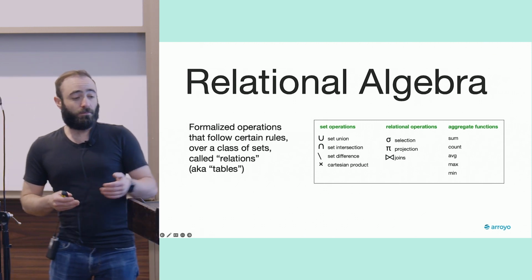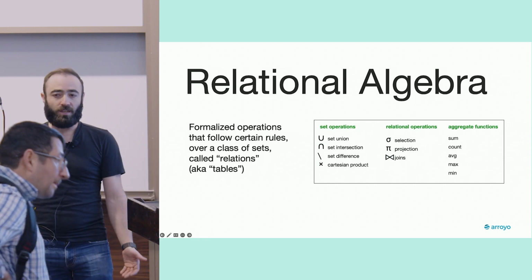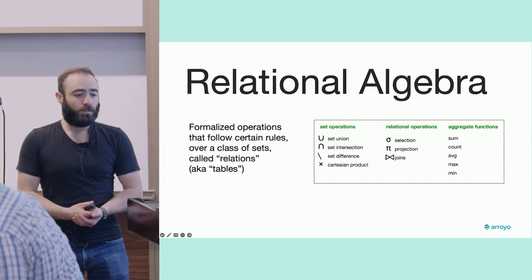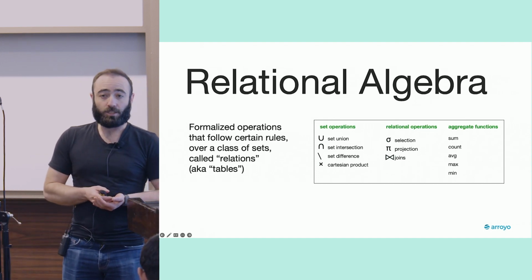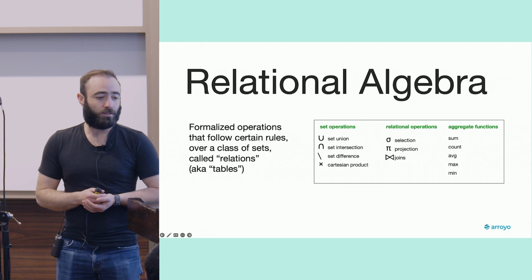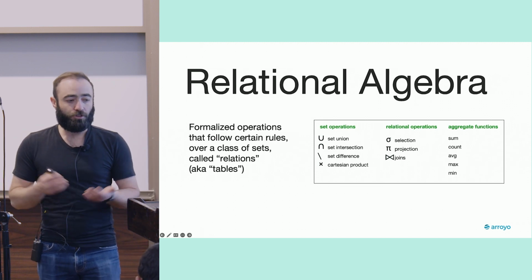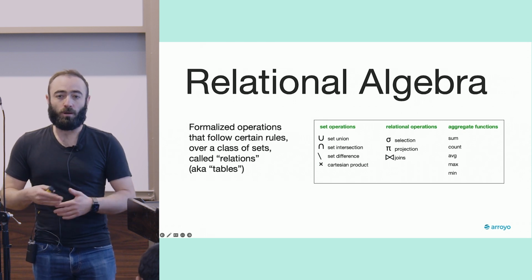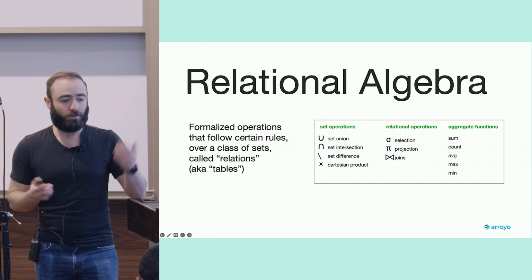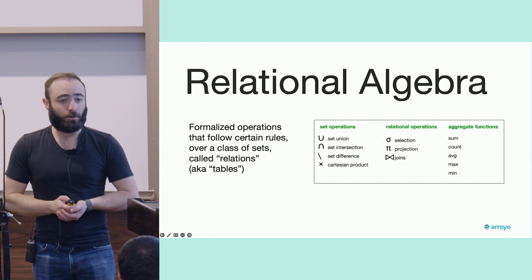Relational algebra describes some set operations that are pretty common, like set union, intersection, difference, as well as some specialized relational operations like selection, which is the SQL where clause, projection, which is like the SQL select clause, and joins, as well as ways of aggregating over multiple elements in these sets. So these are your aggregate functions, sum, count, average, etc.